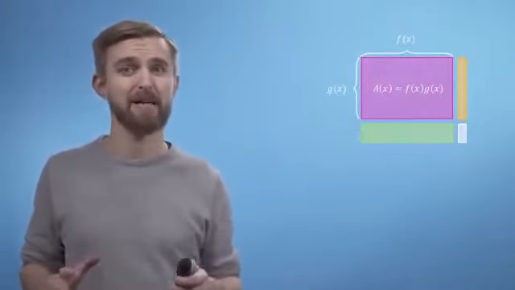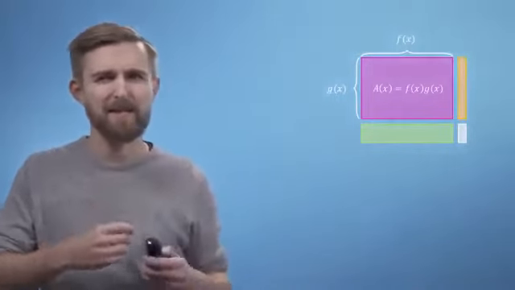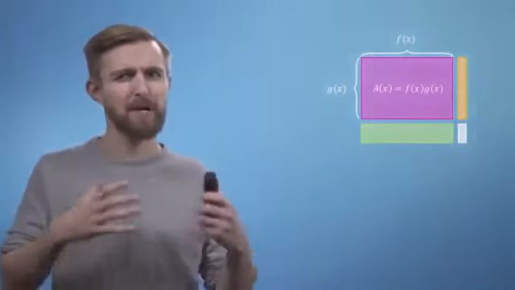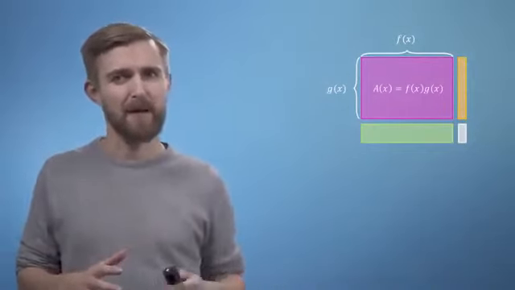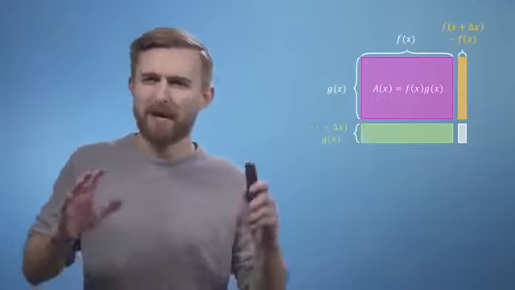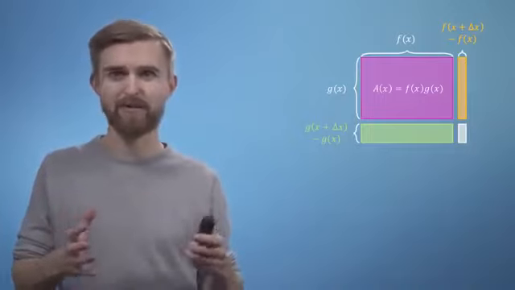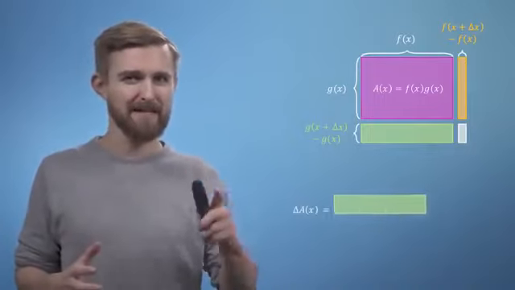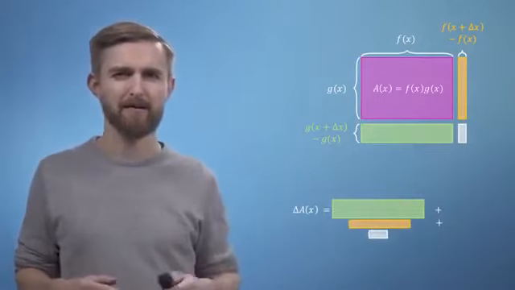As the total edge length along the top is now f of x plus delta x, this means that the width of the new region must be the difference between the original width and the new width. And of course, the same logic applies to the height. We can now write an expression for just the extra area, which we will call delta A. This is the sum of the area of the three new rectangles.